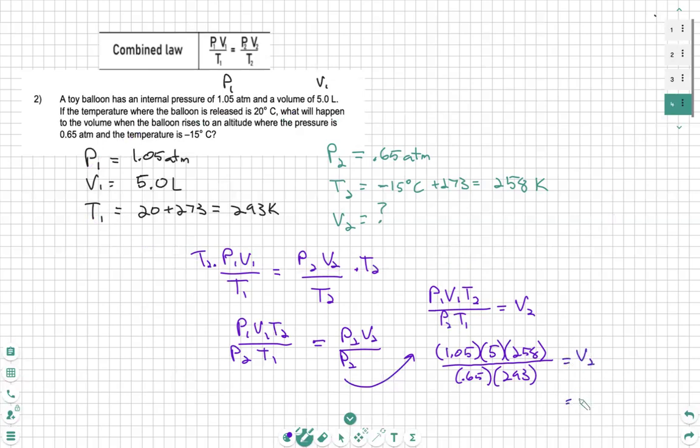So now all you have to do is make sure you plug things in very carefully into a calculator. We do 1.05, we plug in 5, we plug in 258, we plug in 0.65, we plug in 293. Plugging in all those numbers, we get 7.11 liters as my final volume from this equation. So when pressure changes from 1.05 atm to 0.65 atm, and temperature changes from 293 Kelvin down to 258 Kelvin, what happens is my volume increases from 5 liters to 7.11 liters.